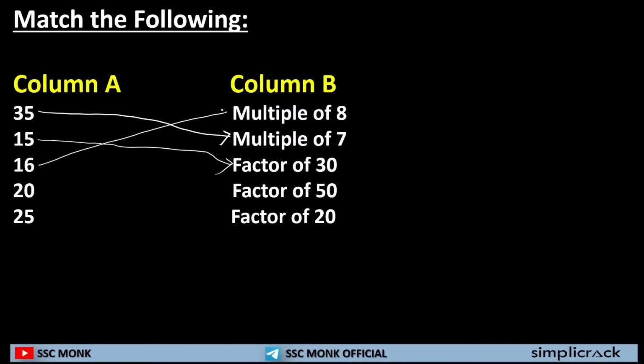So these are matching. Now 20, is 20 a multiple of 8? No. Multiple of 7? No. Factor of 30? No. Factor of 50? No. Factor of 20? Yes, because 20 ones are 20. So 20 is a factor of 20. Now by default you will say 25 is a factor of 50 because 25 twos are 50.